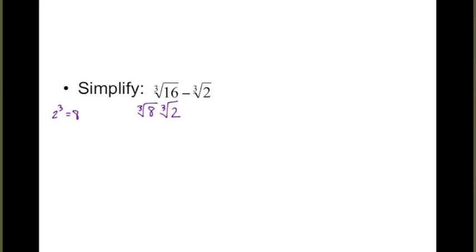What is the cubed root of 8? 2. So I get 2 cubed roots of 2. And then I'm going to bring this guy down minus a cubed root of 2. And there's really kind of like an invisible 1 in front of there, right? Because we can always say we have a coefficient of 1. So then if I have 2 of this minus 1 of this, how many do I have? 1 of it. So I have 1 cubed root of 2, or just a cubed root of 2.